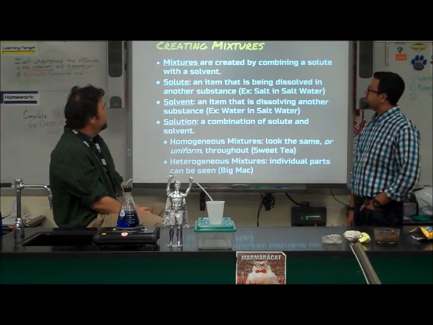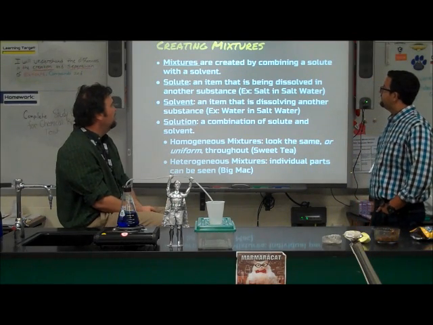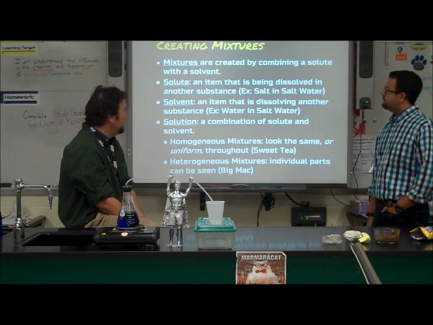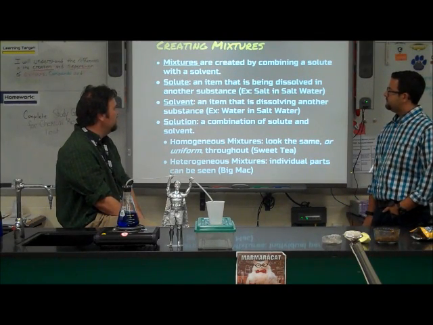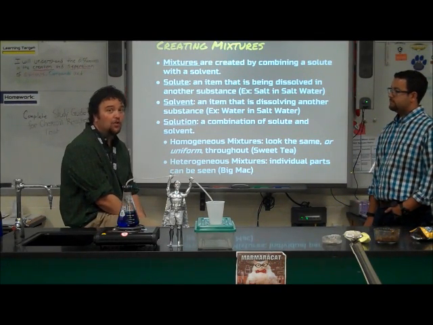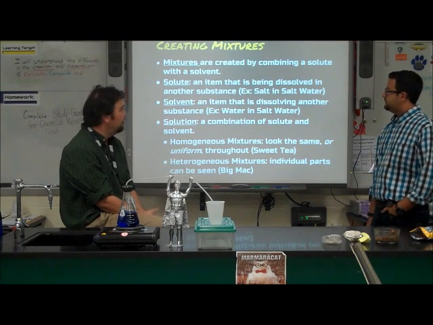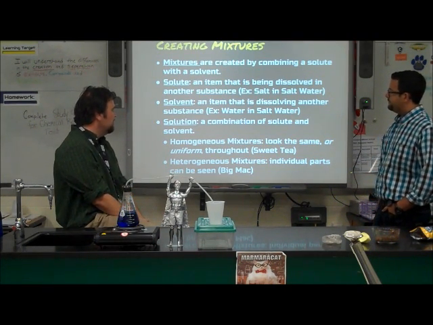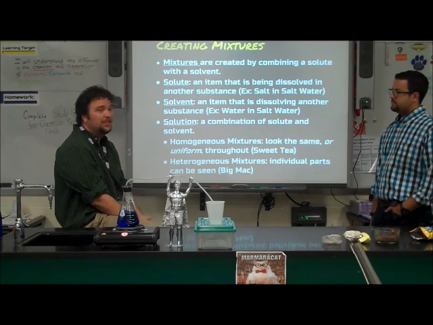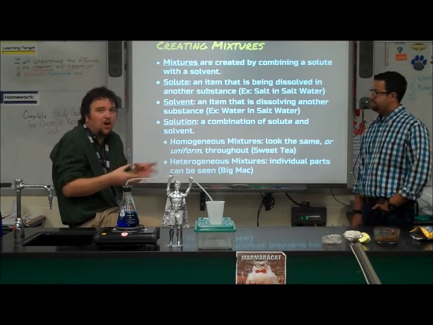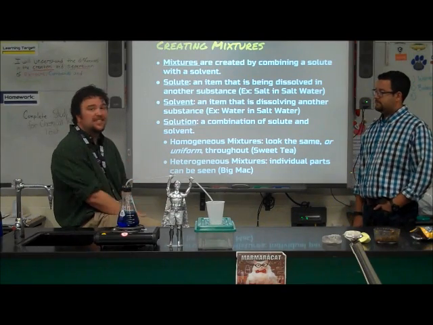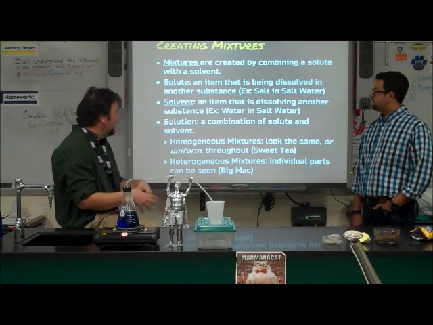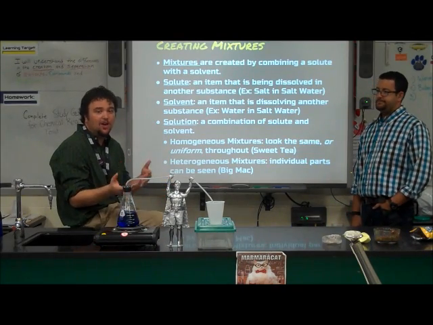Creating mixtures. Mixtures are created by combining a solute with a solvent. A solute is an item that is being dissolved in another substance, for example, the salt in salt water or in the ocean. A solvent is an item that is dissolving the other substance. When we talk about the ocean, it's the water. The salt is being dissolved by the water. The water is the solvent. Then we have a solution, which is what we call the whole thing. That's the combination of the solute and solvent together.